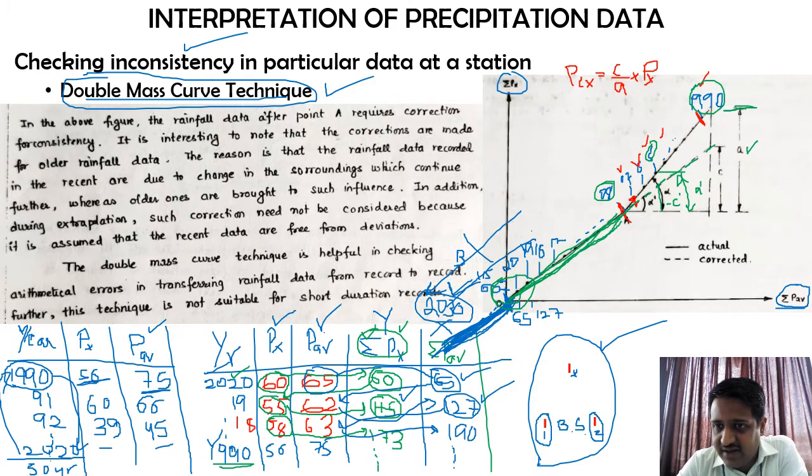So ultimately, whenever you want to calculate this PCX, that is the precipitation corrected value at station X, you need to multiply it by C by A into Px. So what will be the value of C? It will be whatever you are getting over here. Similarly, the A value you are going to get from the graph. This C by A ratio will remain the same for the entire graph.